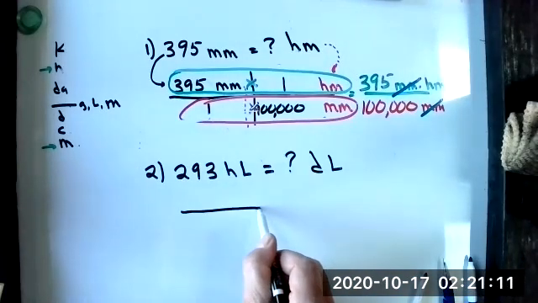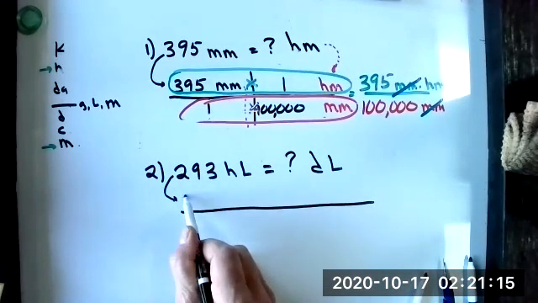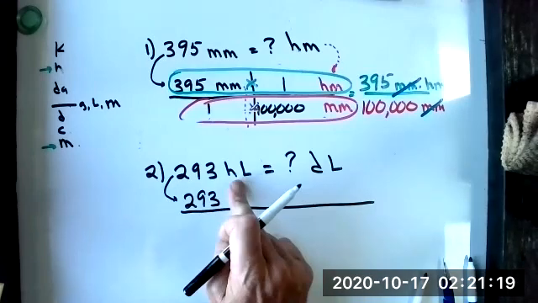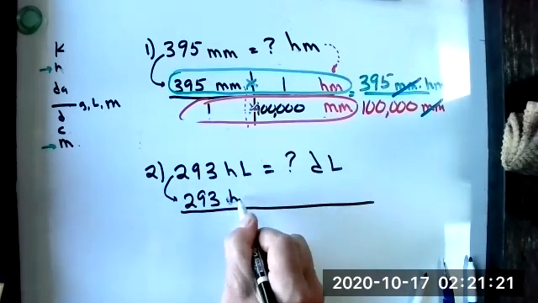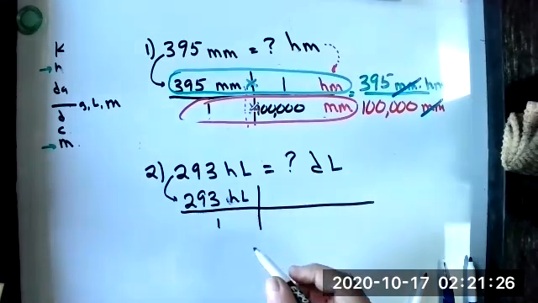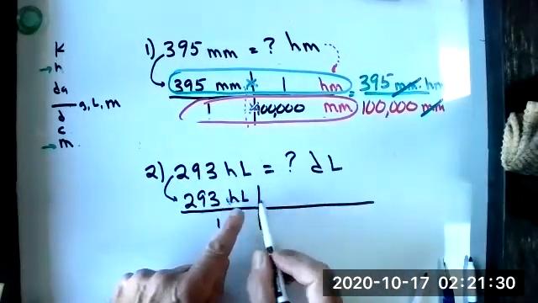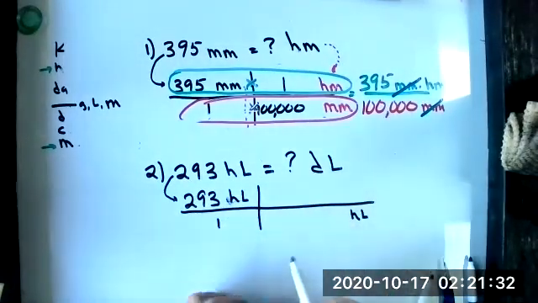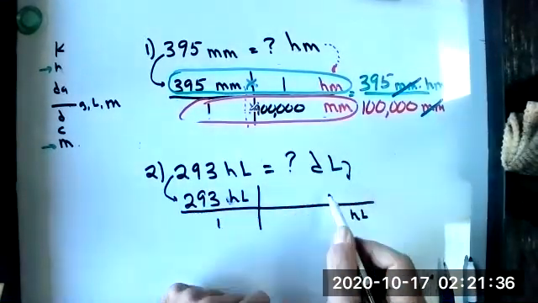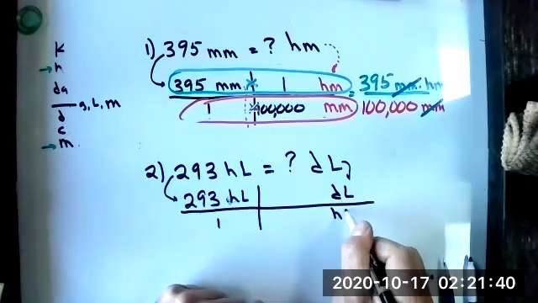Just build that bridge like that. I grab this number and the unit and I put it here on top. Whoops, hang on. Hectoliter. The 1 goes on the bottom. Okay, and I'm going to do the same thing. You see this? It has to go down here every single time. I want it to cancel. What I need is going to go on top.